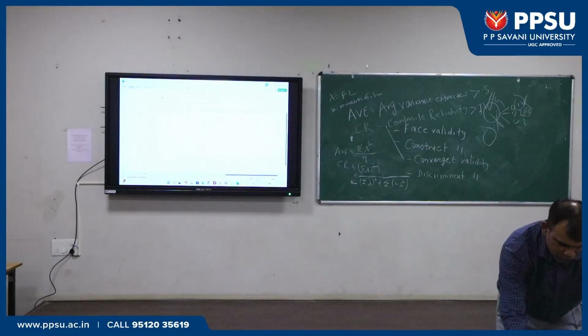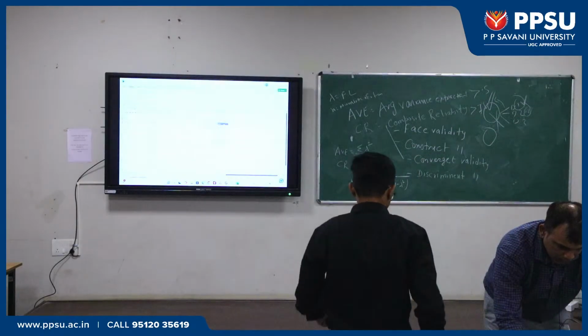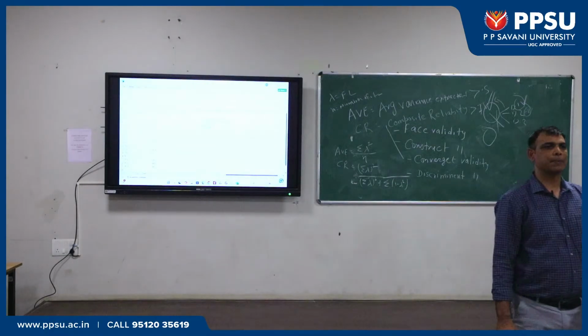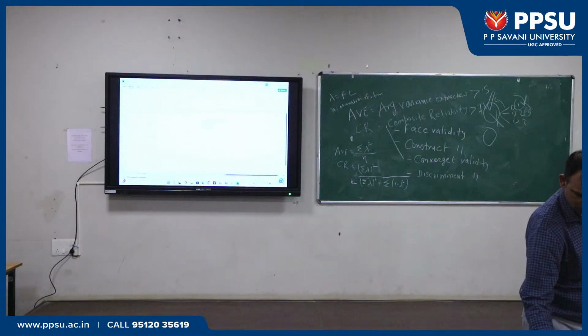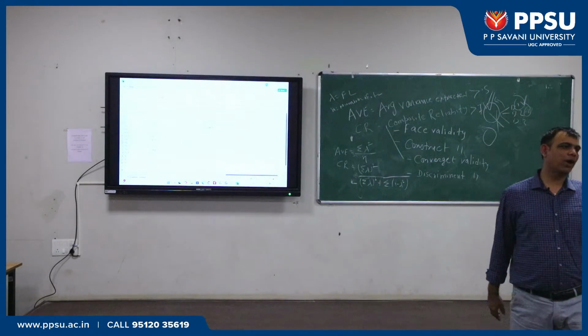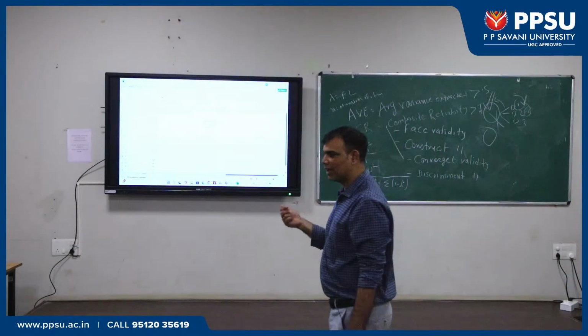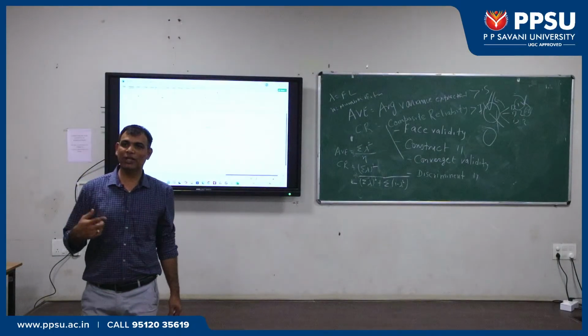So what I will do? Sum of lambda square divided by 3, the number of items. So my AVE is 0.89. So you have to calculate it manually. PLS is directly giving it to you, but here you have to calculate AVE and CR manually.